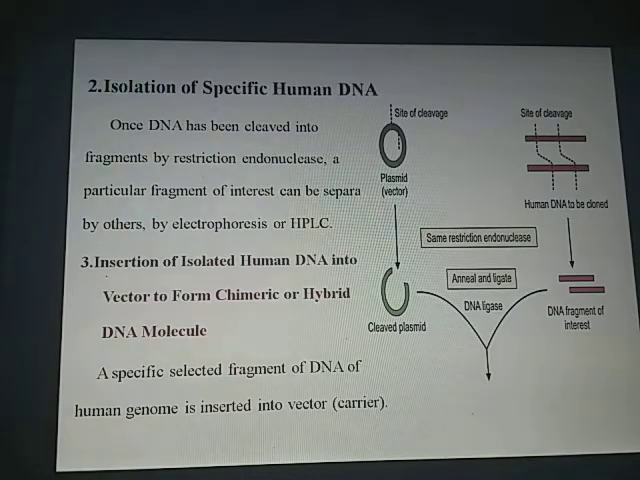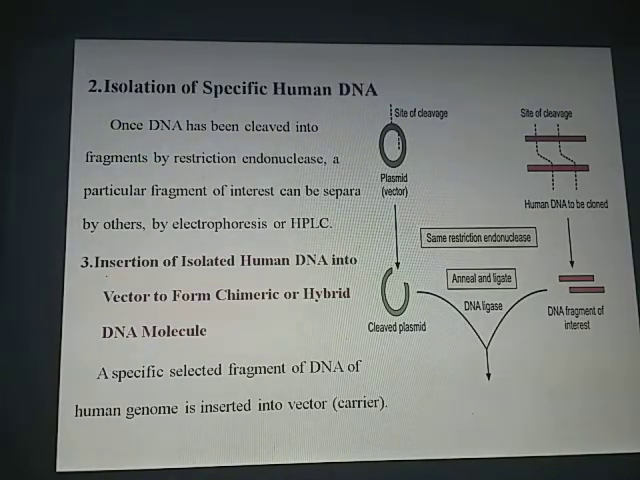Then the second step is the isolation of specific human DNA. Once the DNA has been cleaved by the restriction endonuclease enzyme into fragments, a particular fragment of interest can be separated from others by electrophoresis or HPLC. This is called isolation.